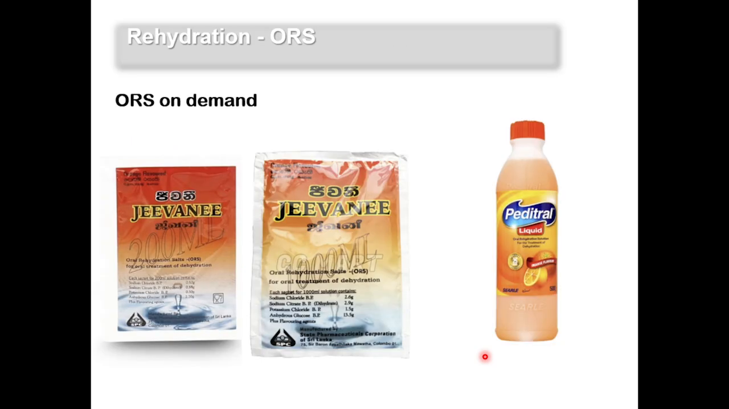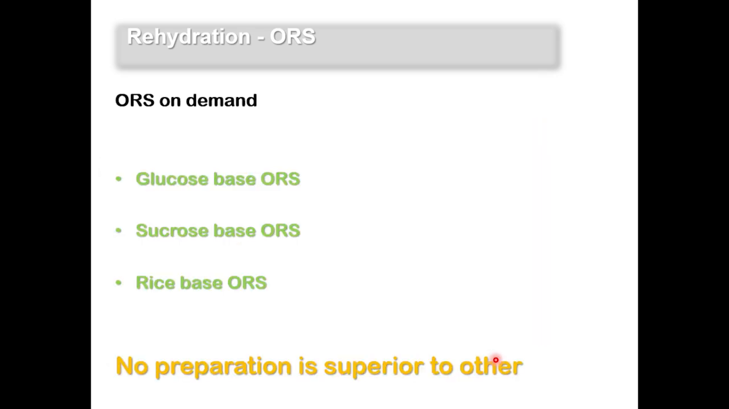So ORS, you know it, the Jeevani. There are 200 ml sachets, 1000 ml sachets, and sometimes liquids are also available. ORS is given on demand. No need to give ORS by force. The dehydrated children are thirsty and they ask for it. If any child needs forceful ORS, it means there is no diarrhea. If the patient is conscious enough, no need for forceful giving. They always eagerly ask for even salt water, anything, if there is dehydration.